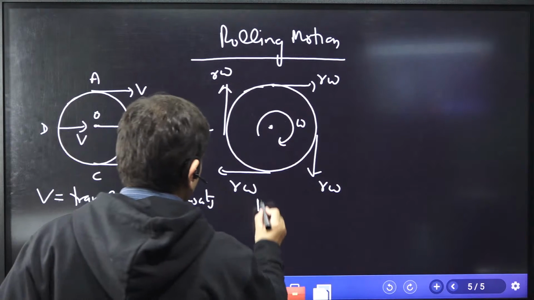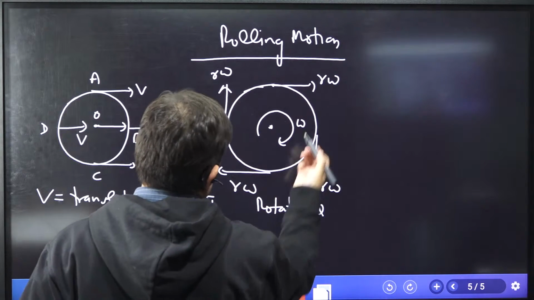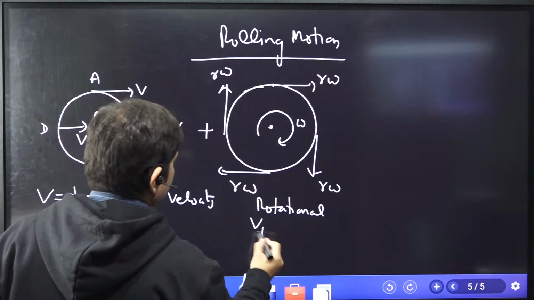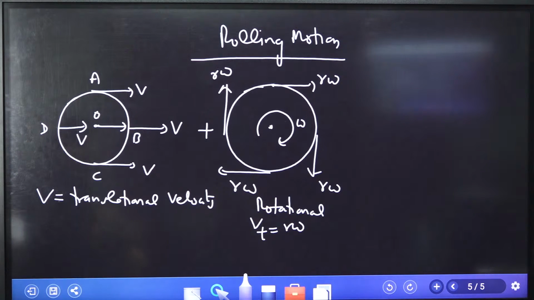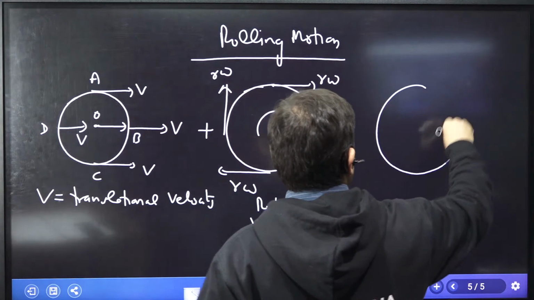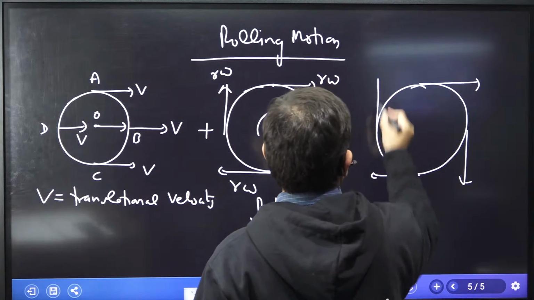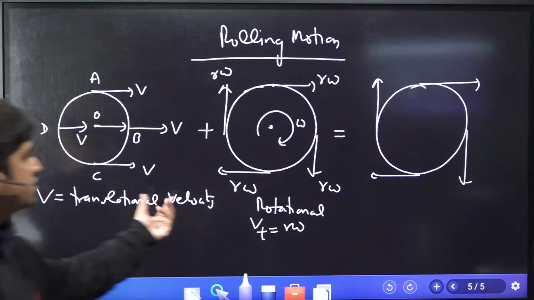This is called rotational motion. And everywhere the peripheral or tangential velocity is how much? Tangential velocity is R omega. Yes, you take any point on the tangent and you will find that the velocity is R omega. Now, when you add these two, what we get is rolling motion. So what is rolling motion? If somebody asks you, rolling motion is nothing but the sum of translation and rotation.